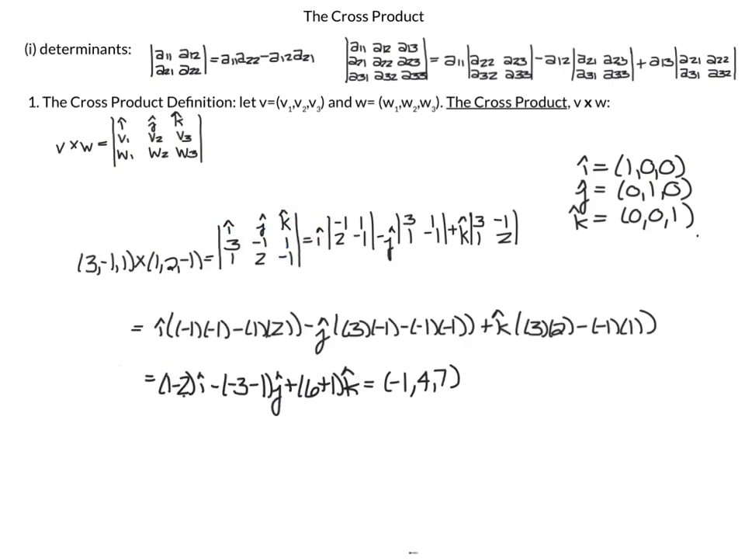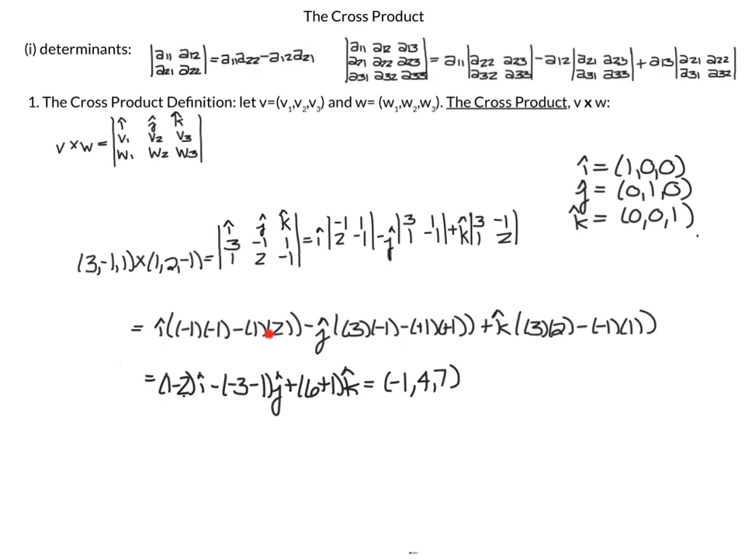Now I'm going to have my i times cross multiplying. I have minus 1 times minus 1 minus 1 times 2. Then my minus j, cross multiplying, 3 times negative 1 minus 1 times 1. Ooh, this is positive and positive. I'm not sure why I put that, but it doesn't matter. And then I have my k, 3 times 2 minus negative 1 times 1.